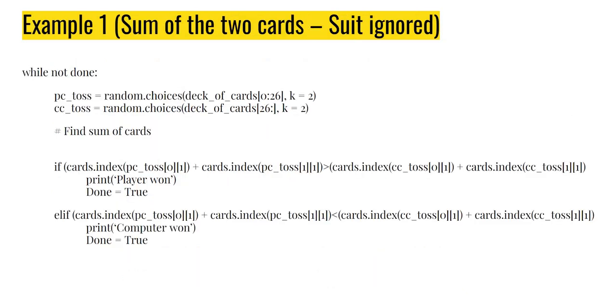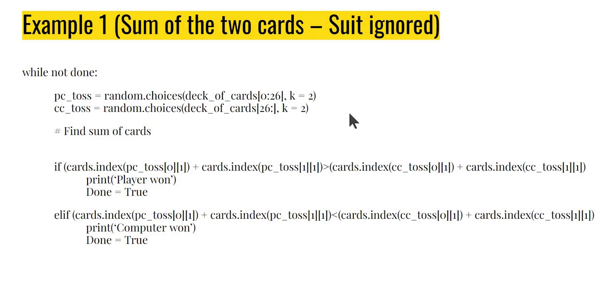In this video, however, we will look at two examples. First, we will look at the sum of two cards where we'll ignore the suit. The first problem that I have is that I need to pick up more than one card. I'm going to use random.choices, not random.choice, because random.choices gives me, in this case, two cards, giving me this PC toss and CC toss in a list of two elements.